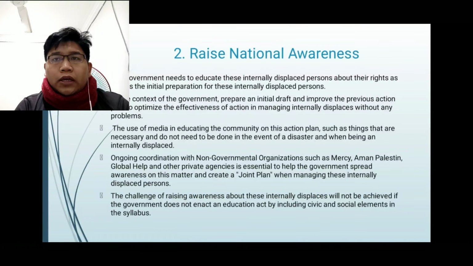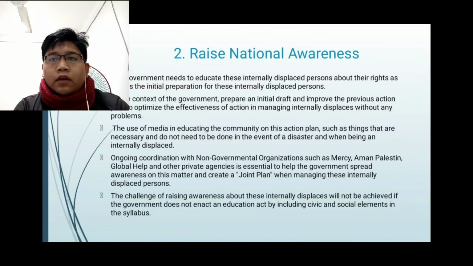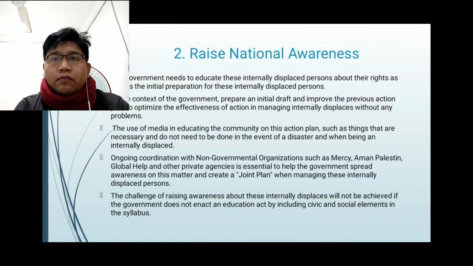The use of media in educating the community on this action plan, such as things that are necessary and not necessary to be done in the event of disaster and when being an internally displaced person. Ongoing coordination with non-government organizations such as Mercy, Aman Palestine, Global Health, and other private agencies or companies is essential to help the government spread awareness on this matter and create a joint plan when managing internally displaced persons.